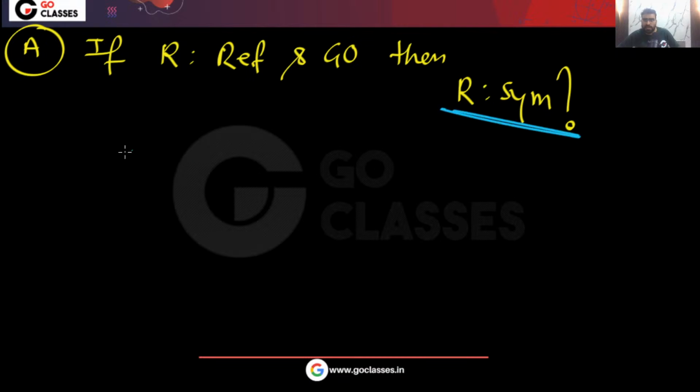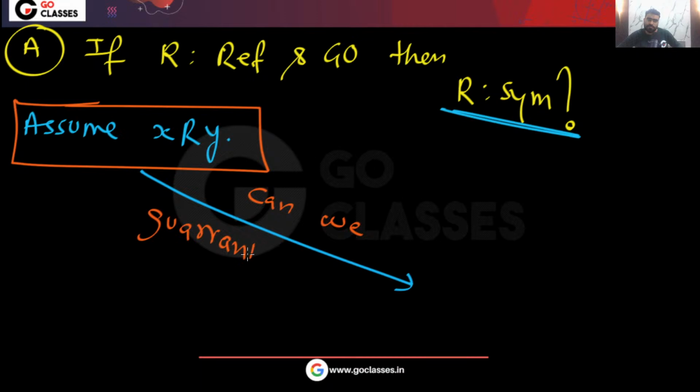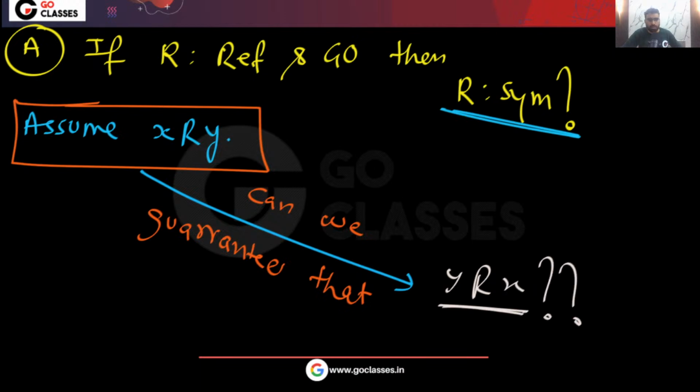See, for symmetricity, if you want to check symmetricity, what should happen? Assume X is related to Y. Then what we have to prove, please tell me. For symmetricity, what we have to prove? Assume X is related to Y. Now let's check. Can you guarantee that Y will be related to X? Yes or no? Can we guarantee that Y will be related to X? Is this clear? So just assume that X is related to Y. Now can you guarantee that Y will be related to X?